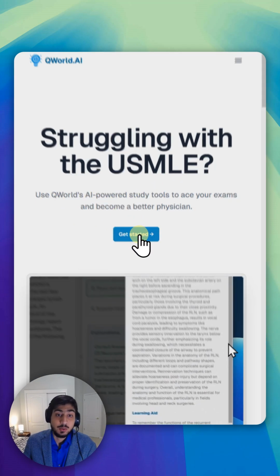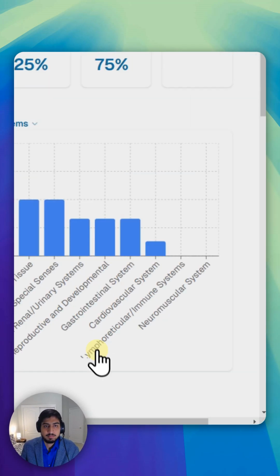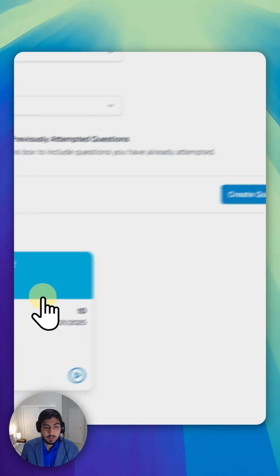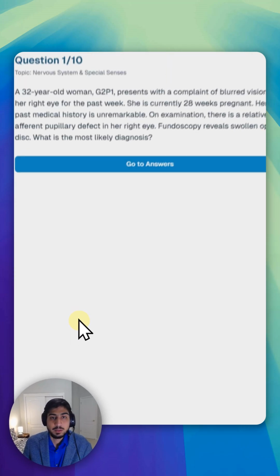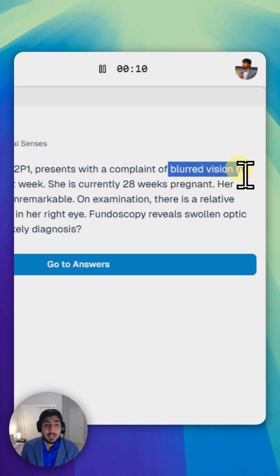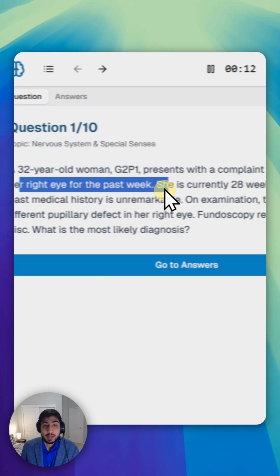Let's dive into one of our questions. All right, let's do a step 2 question this time. We already had one generated, so let's go ahead and do this. All right, so we have a 32-year-old lady, gravida 2 para 1, who's presenting with a complaint of blurred vision in her right eye for the past week.